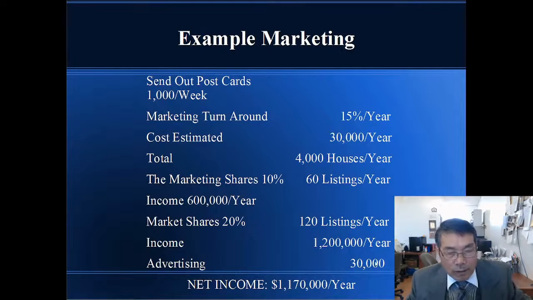But you don't expect to get money within a few months. You keep continuing. If you earn money every month from your commission, you can use it for advertising and continue to do this every month. So there should be net income. If you spend $30,000 on advertising, the net can be 1.57 million per year.